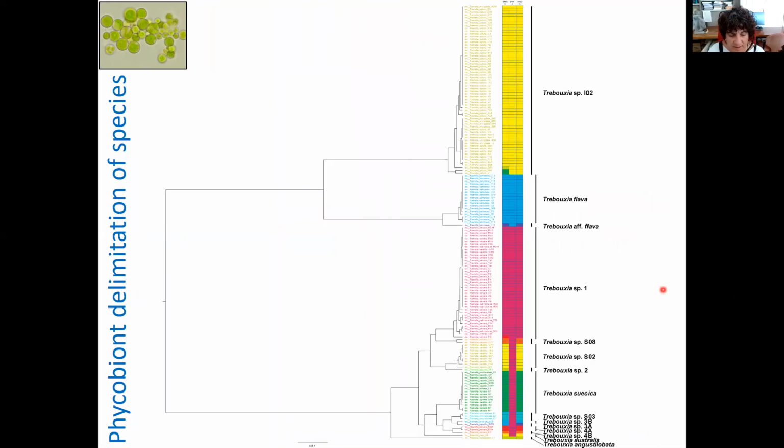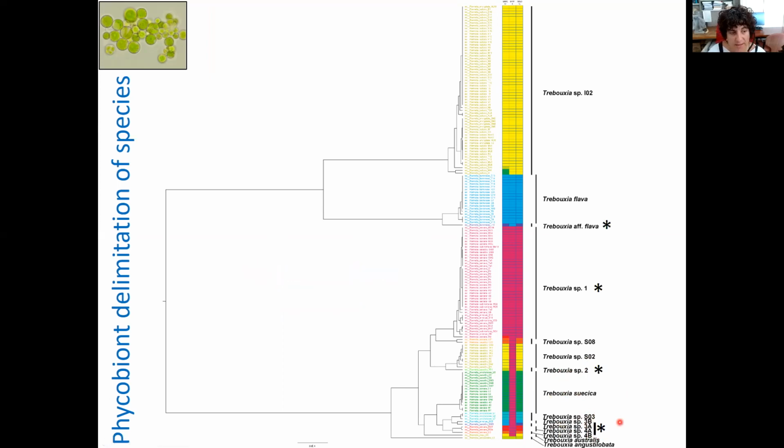According to the 3 DNA species delimitation analysis, putative species boundaries in the Trebouxia concatenated ITS and chloroplast dataset were estimated, leading to the delimitation of 15 phycobiont species: Trebouxia I02, Trebouxia flava, Trebouxia finflava, Trebouxia sp1, Trebouxia S08, S02, Trebouxia sp2, Trebouxia suecica, Trebouxia S03, Trebouxia sp3a, 3b, 4a, 4b, Trebouxia australis, and Trebouxia angustilobata. 8 of the lineages could be placed in Trebouxia described species, whereas Trebouxia finflava, Trebouxia sp1, sp2, 3a, 3b, 4a, and 4b were newly detected.